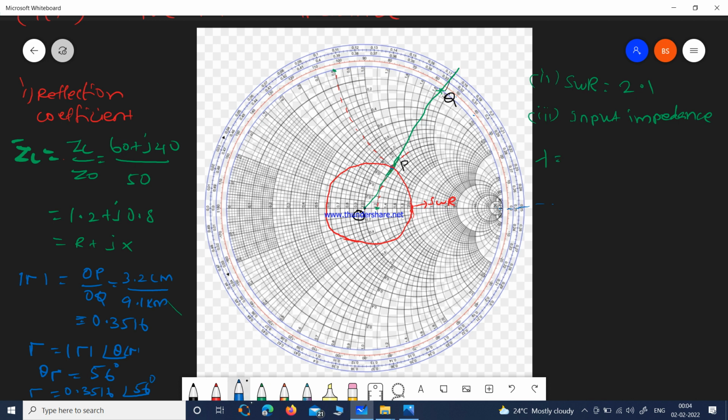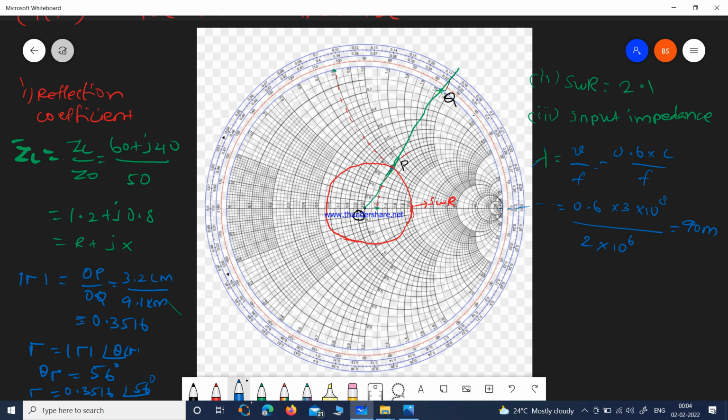wavelength. We know that lambda is the velocity of propagation by f, where the velocity of propagation of the transmission line is given as 0.6 times the velocity of light divided by f. We know that 0.6, and velocity of light is 3 into 10 power 8, and the operating frequency is given as 2 megahertz, which is 2 into 10 power 6. By solving this, I am getting lambda is 90 meter. So lambda is 90 meter here.